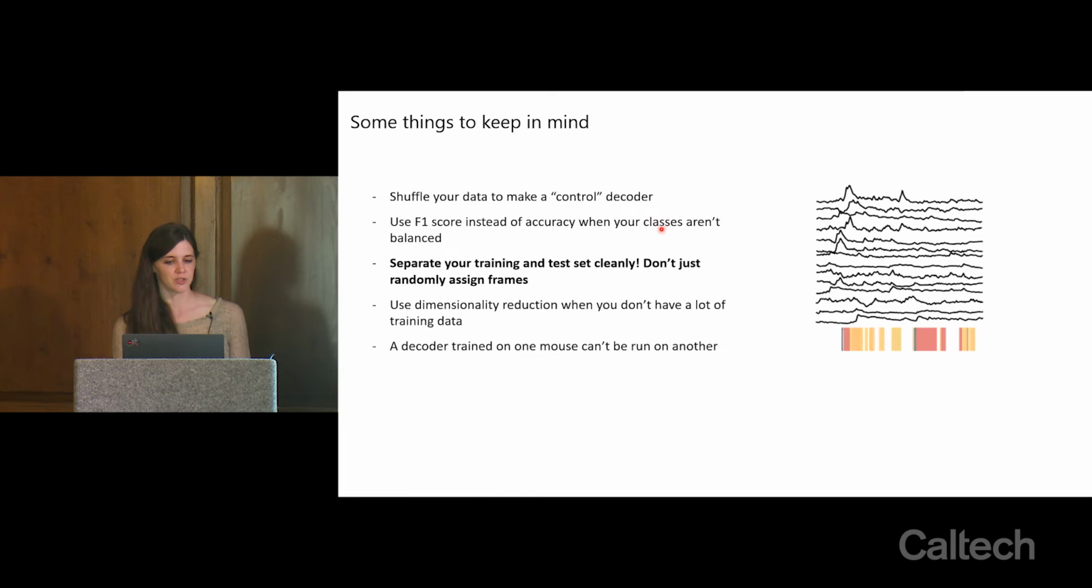Or report F1 score, or just be aware of that class imbalance and how it affects decoder performance. So if it's a binary decoding task, rather than reporting things relative to chance as 50% accuracy, making a control decoder trained on shuffled data is a good way to get a sense of whether your decoder performance is significantly better than you would expect from randomly guessing.